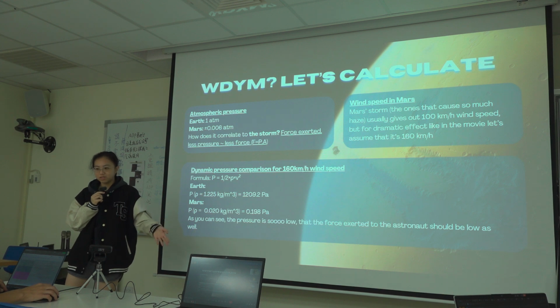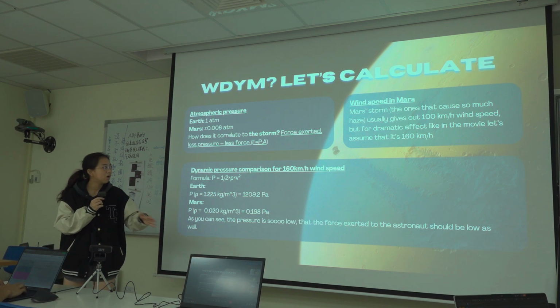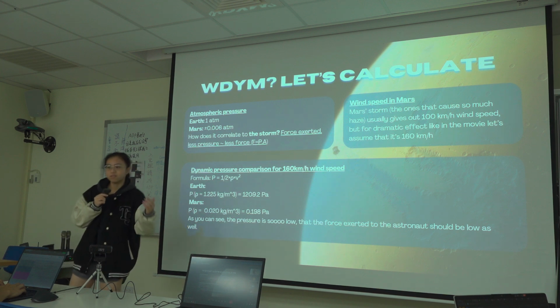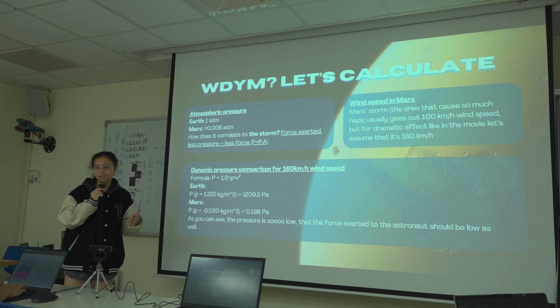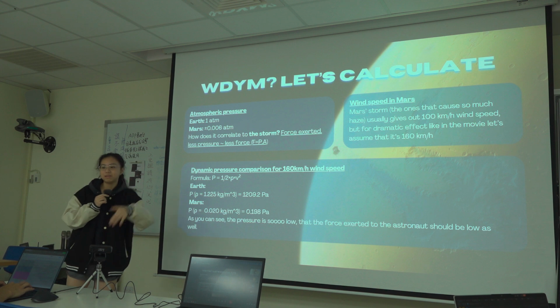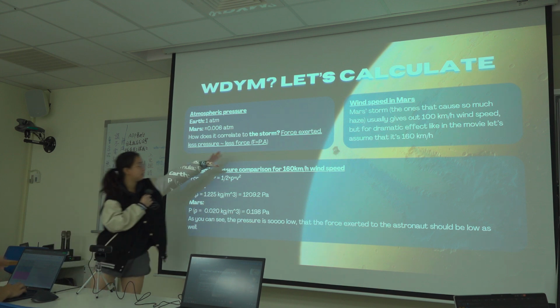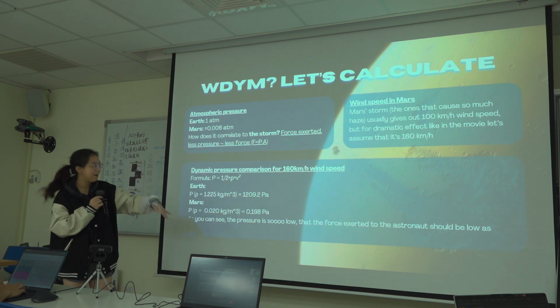As you can see, the astronauts were trying to fight off, resist the storm, right? So obviously it relates to the force exerted on the astronauts. And logically, according to physics, you can assume that less pressure means less force exerted, according to this formula: F equals pressure times the surface area.